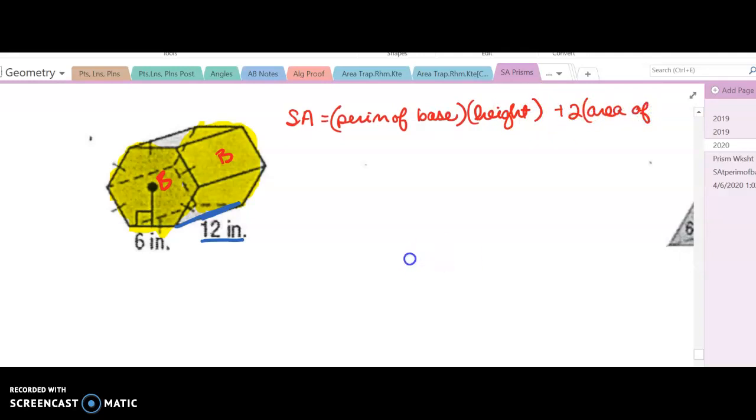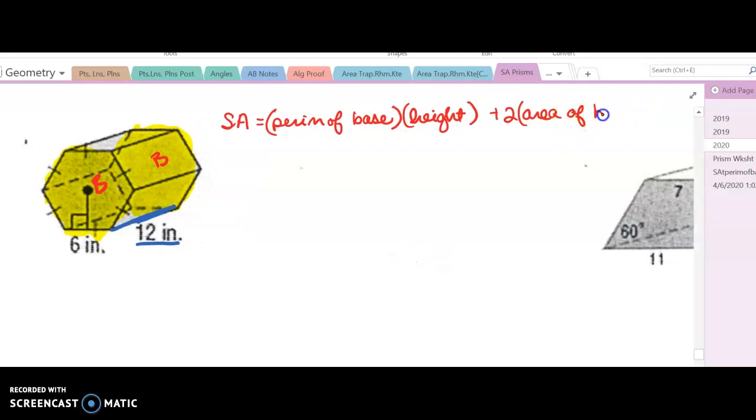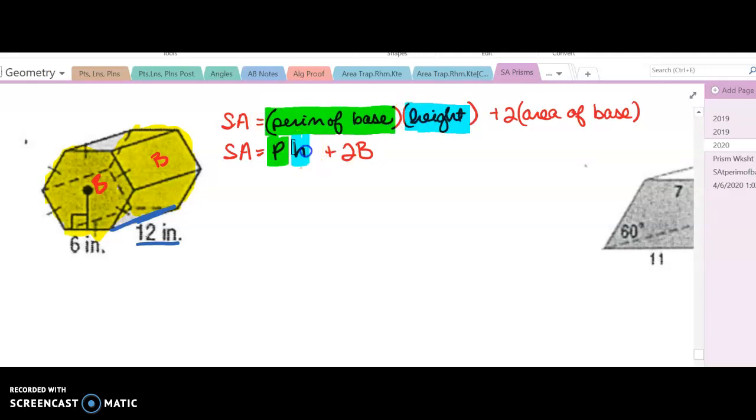And no, you don't have to write all of this out, but initially, while we're still learning what all of these letters stand for in the formula, this seems to make a whole lot more sense to me than trying to remember what P, H plus 2B stands for. But let's walk through that real quick. Perimeter of the base is what P is. Height is what H is. And then capital B stands for area of the base.